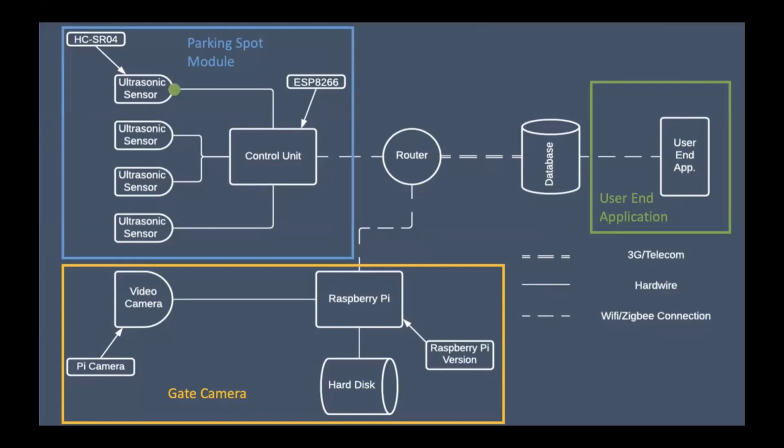At that moment, the sensor detects the car, and as we said, the parking spot module returns the current state of the parking spot, which in this case will be occupied. This state is sent through a router to the database to update the number of free spots on the user-end application.